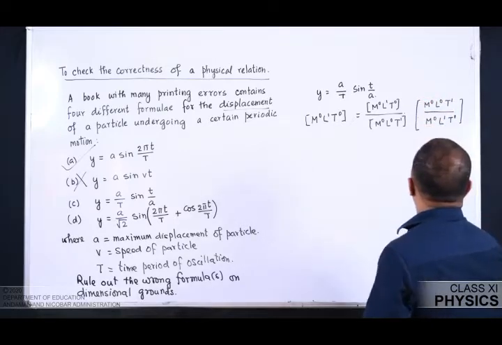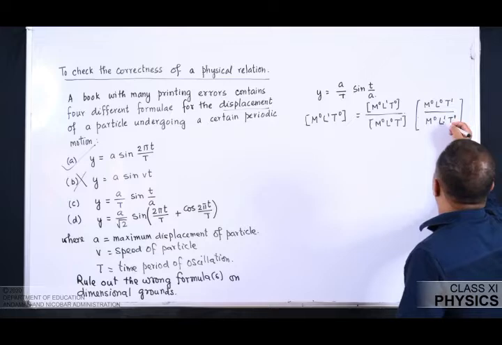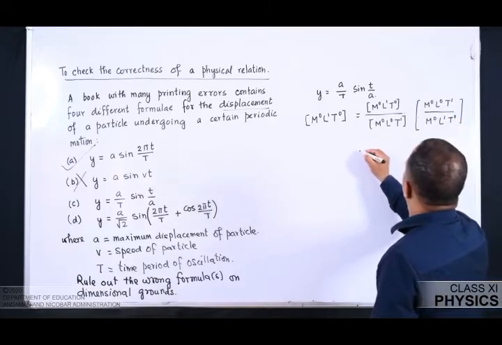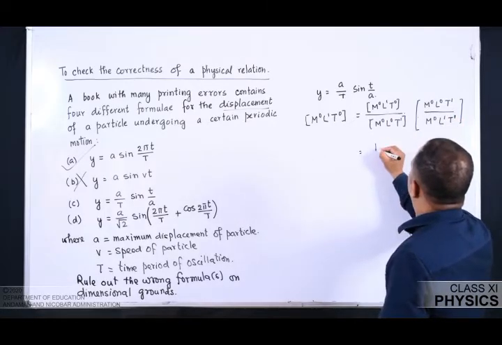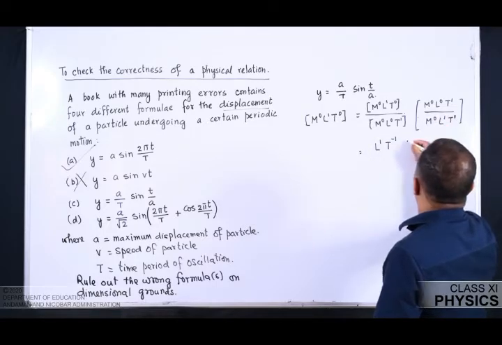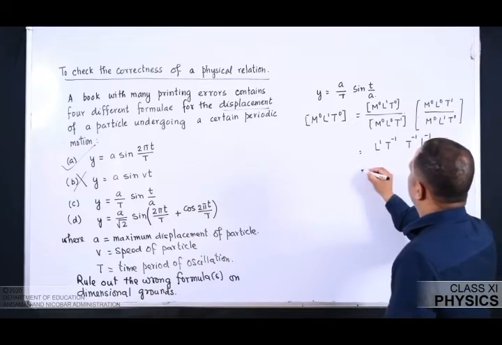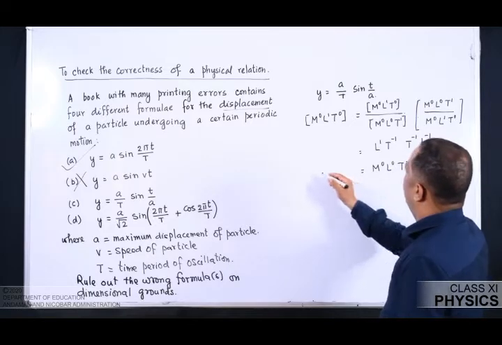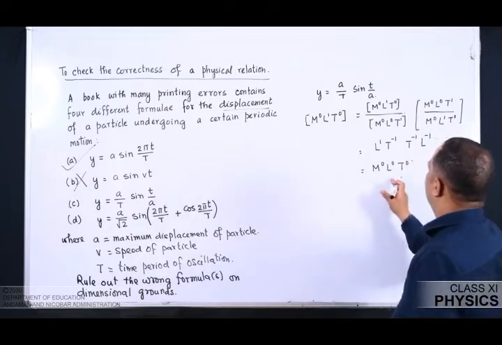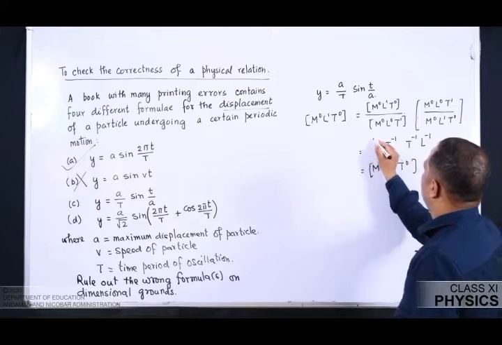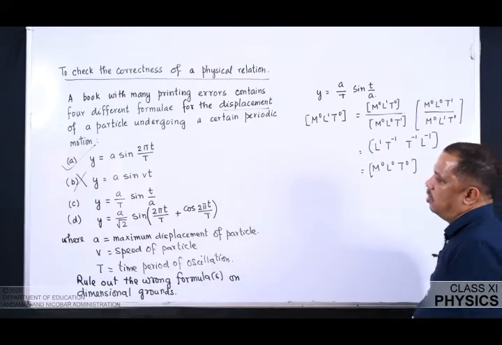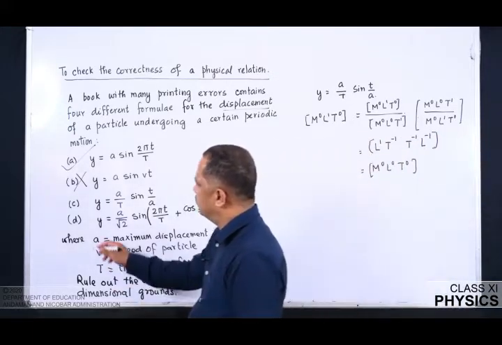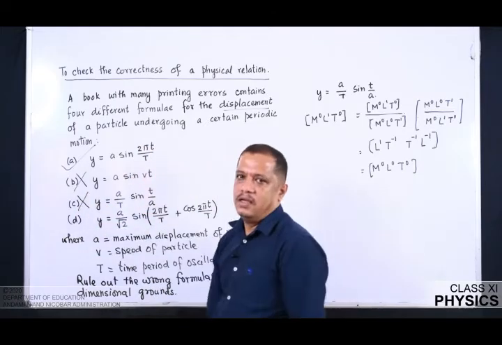And if I check here, I have L power 1, t power minus 1, and here it is t power minus 1, L power minus 1. So this works out to be m power 0, L power 0, t power 0, where the two dimensions are not equal. So we can rule out the expression C also. So this is dimensionally incorrect.